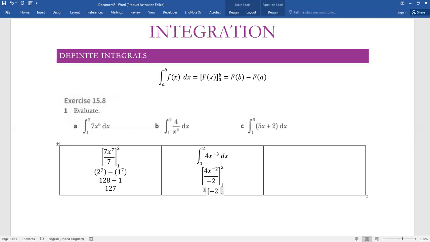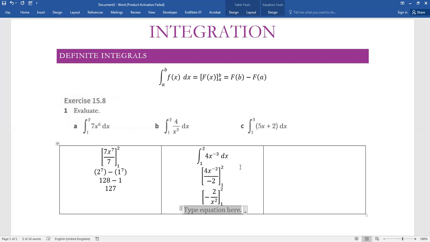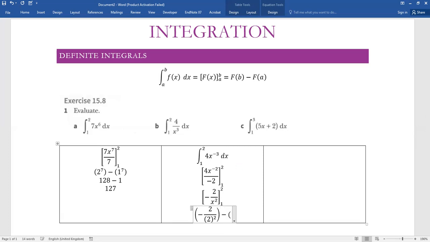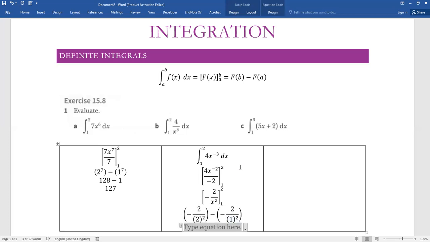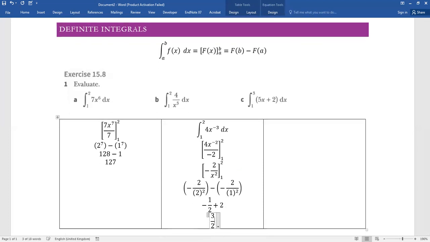Yes, sir. So this is -2 upon x square, and the upper limit is 2 and the lower limit is 1. Now plug in the upper limit first. -2 upon 2 squared, minus, -2 upon 1 squared. So what does this become? -1 upon 2 minus, and then plus 2. So you'll end up getting 3 upon 2. Is this clear? Yes, it's clear.